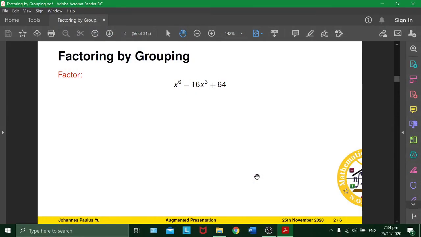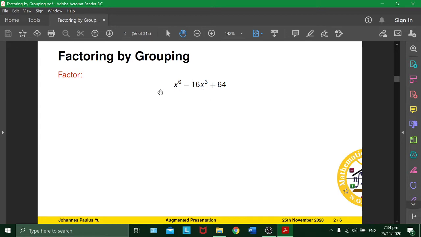We are now in the second example of our factoring by grouping. For this example, we are tasked to factor x to the power 6 minus 16x cubed plus 64. How are we going to apply factoring by grouping in this term? If you look at our example, it is not like our previous examples with only x squared, because the highest exponent is 6 and the middle term is x cubed.